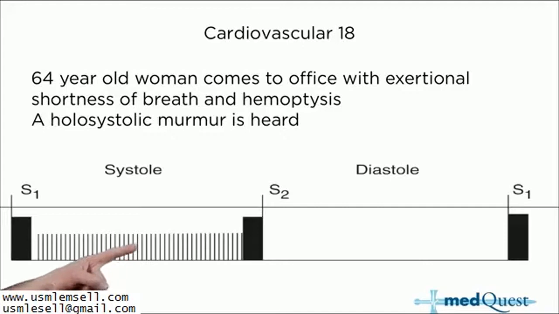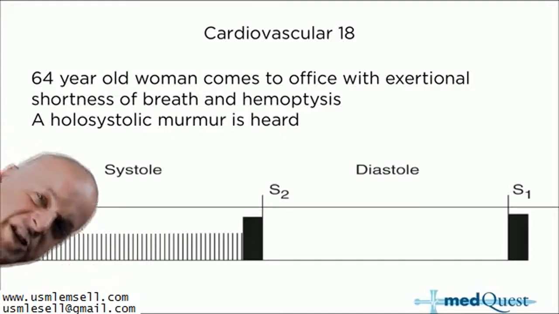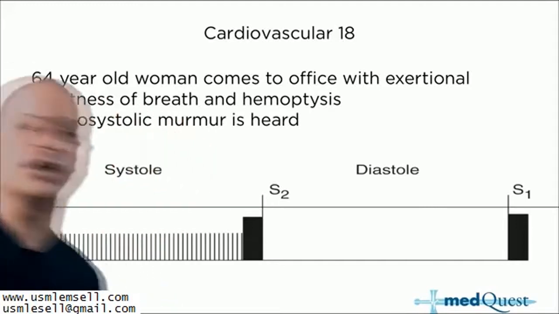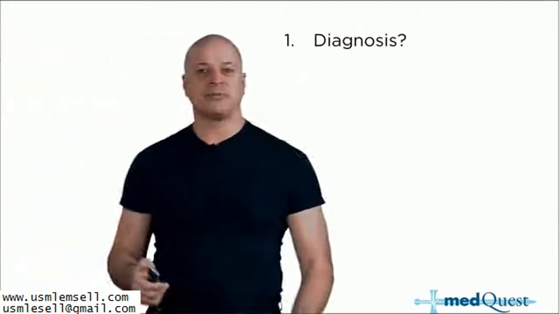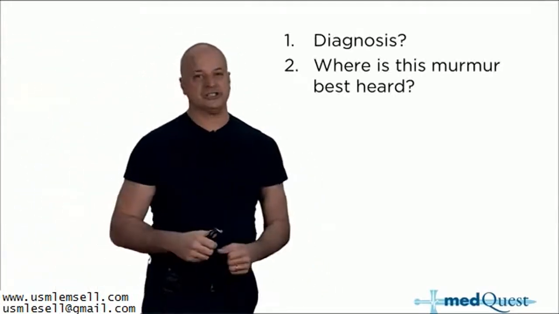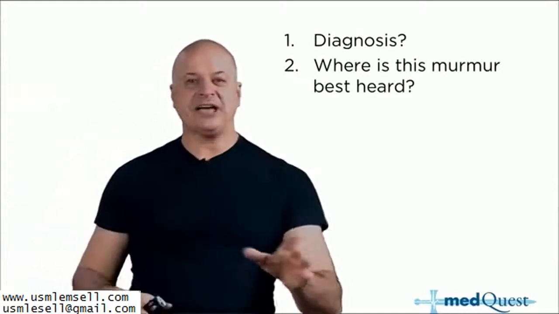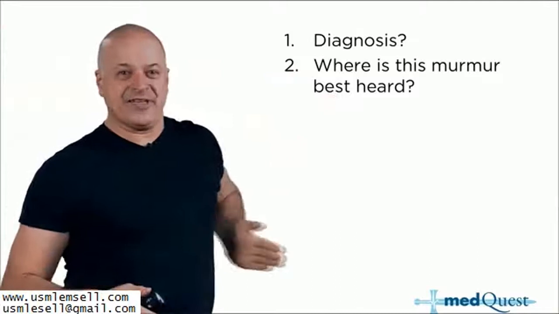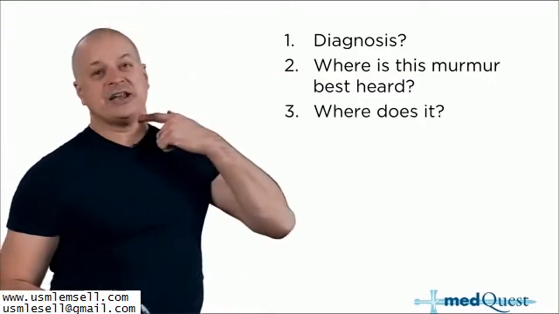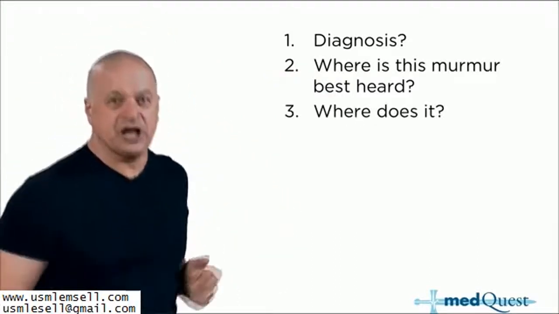Holosystolic. And what's the difference between holosystolic and pansystolic? The answer is nothing. A holosystolic or pansystolic murmur is mitral regurgitation because it obscures both S1 and S2. Mitral murmurs go to the axilla. Carotids to the aorta, mitrals to the axilla.